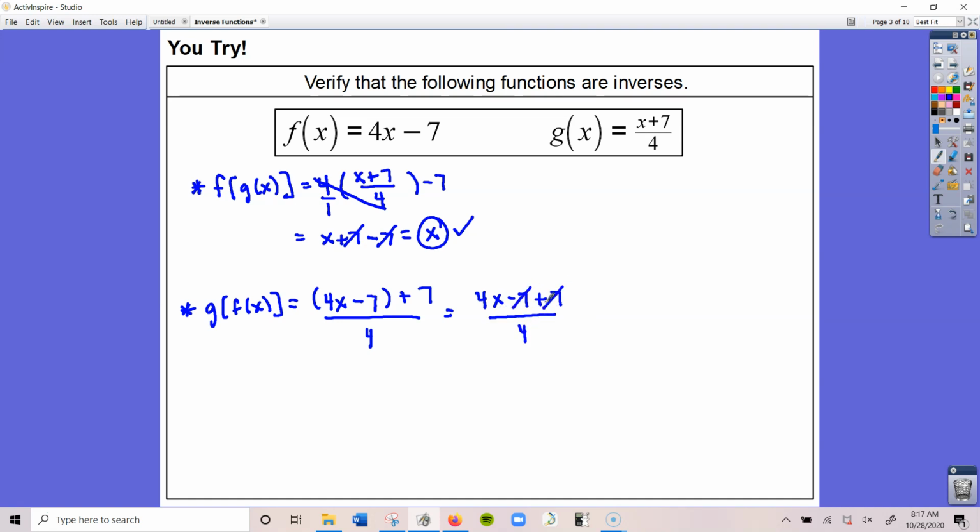The 7's cancel, and I'm left with 4x over 4. And those 4's cancel, and so I am left with x. So again, I have just verified that f and g are indeed inverses.